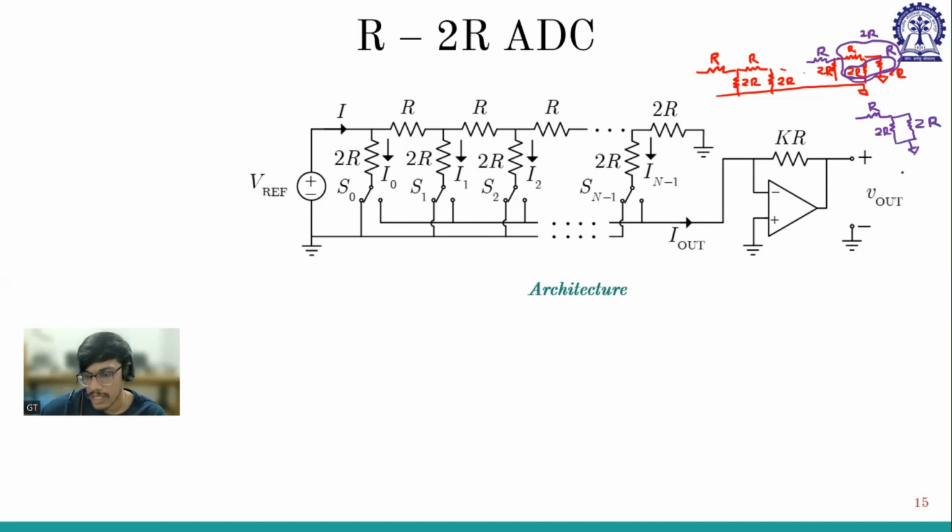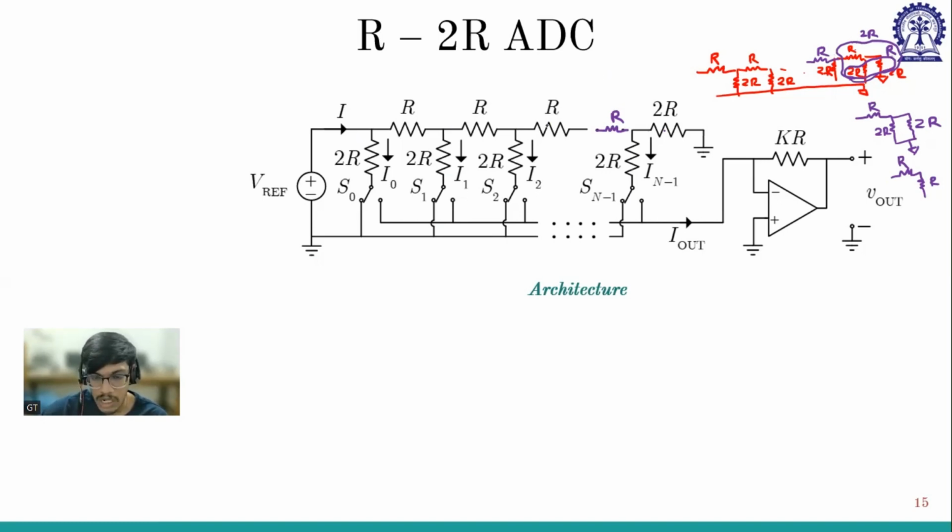Now if I reduce it even further, we will have R and R over here. Okay. So we have 2R and 2R over here, right? So they are in parallel. If they are in parallel, the equivalent resistance will be R. So these two are in parallel. The equivalent resistance will be R, which will come in series with this.